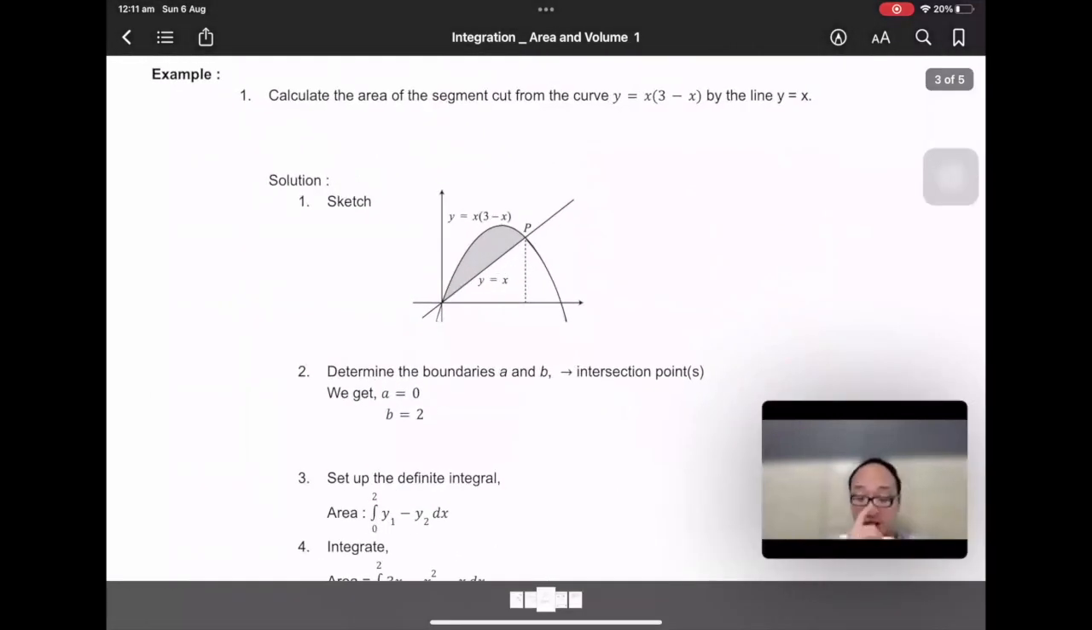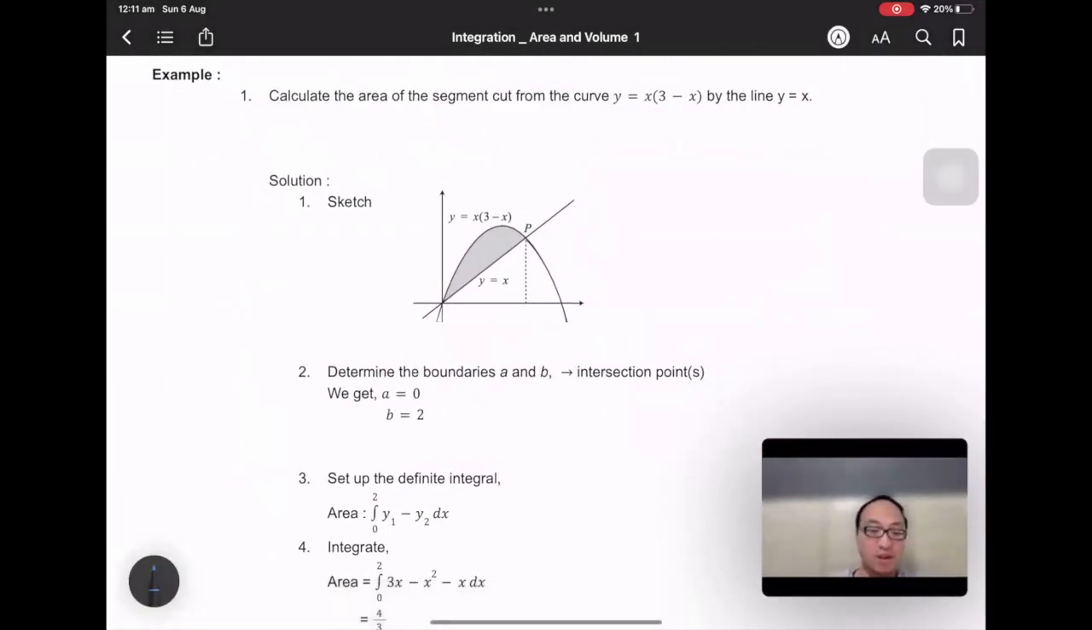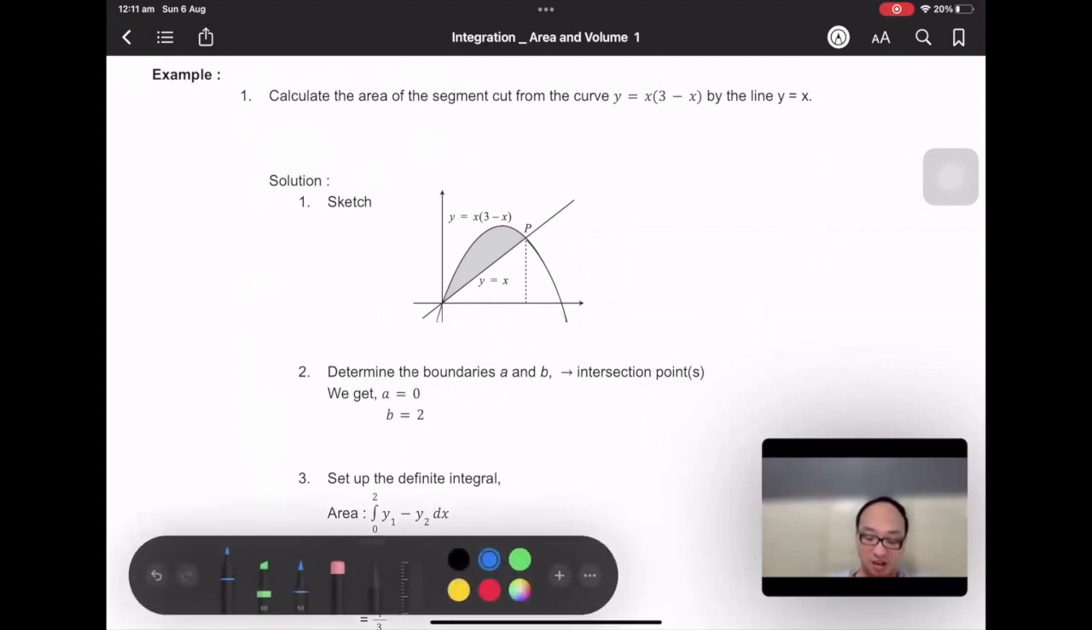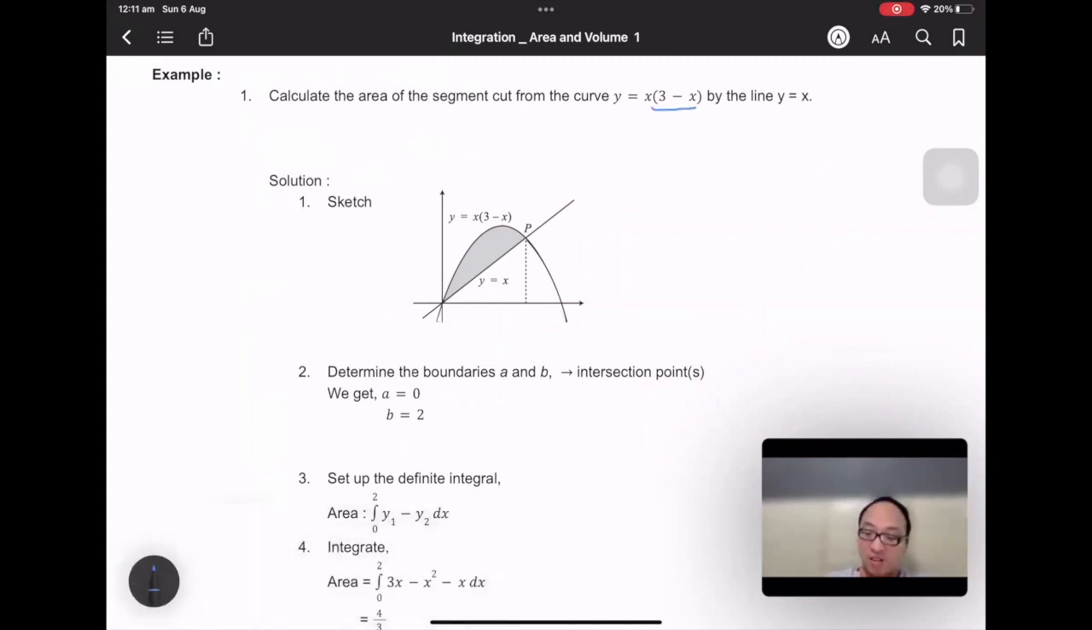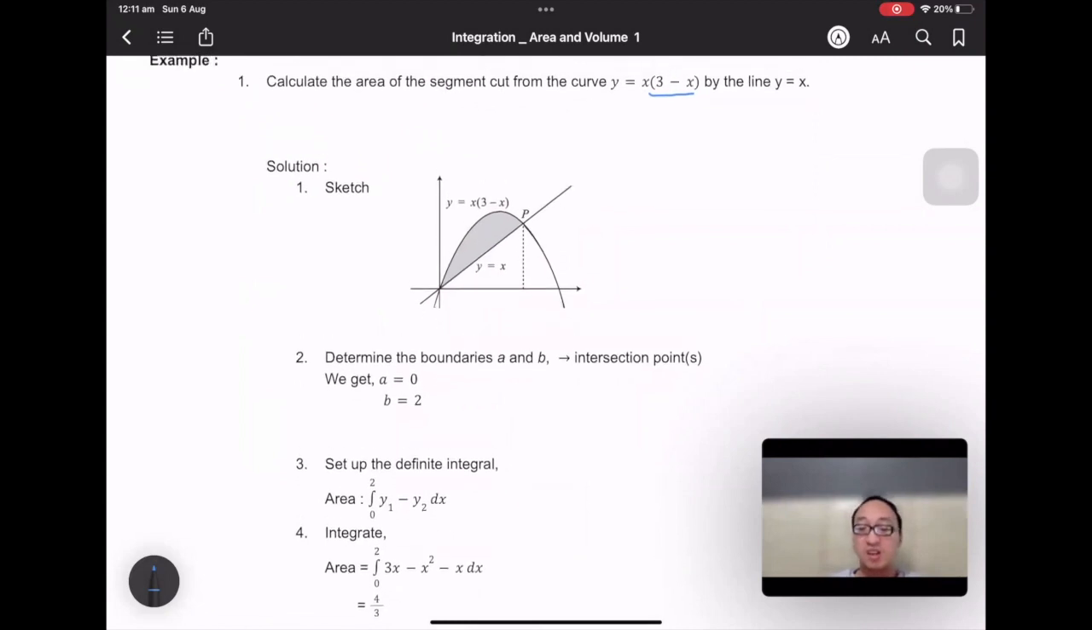For example, calculate the area of the segment cut from the curve and the line. So we can sketch it. This is the curve, quadratic, concave down. So here is the curve. And the line y equals x, this is y equals x. And the area between the curve and the line should be the shaded region here.